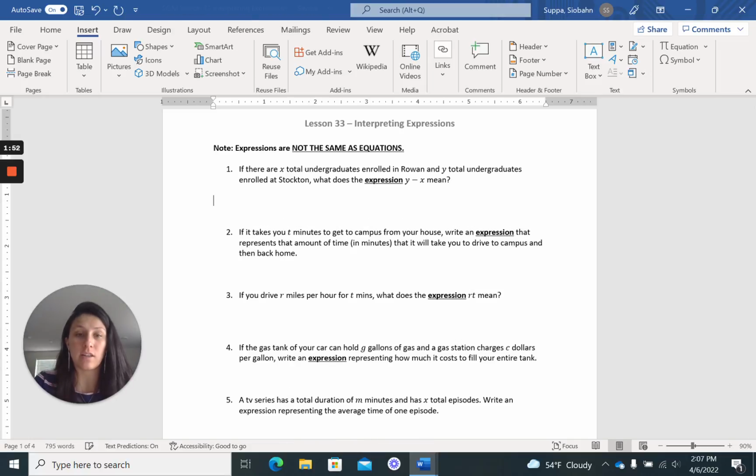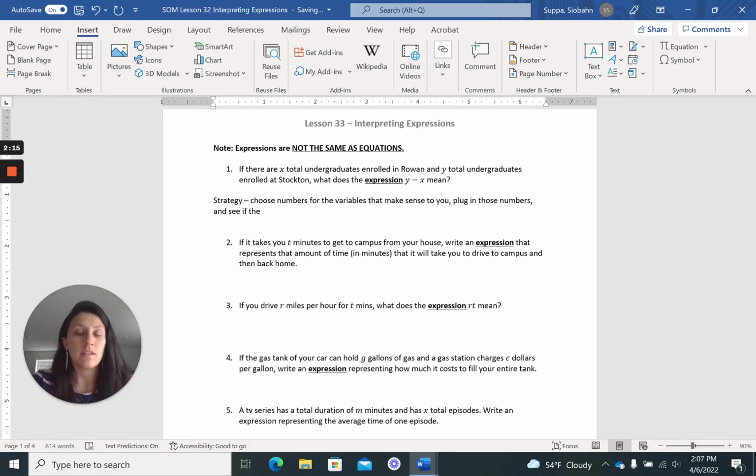And here is the strategy that I want you to write down in your notes. The strategy for interpreting these things is: choose numbers for the variables that make sense to you. Plug in those numbers and see if the answer that you get for the expression makes sense. I don't know an easier way to explain this strategy, but this is my strategy.